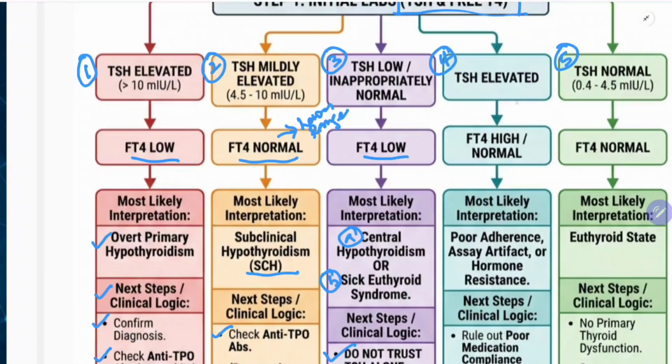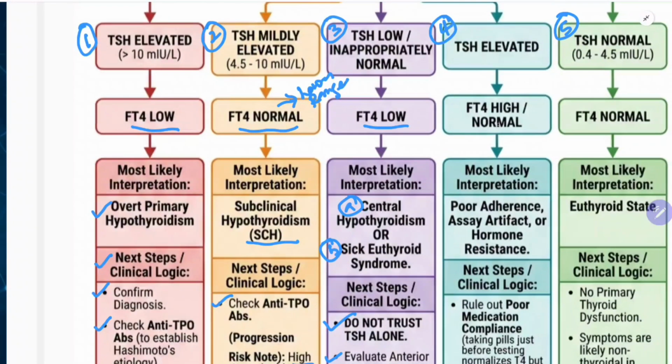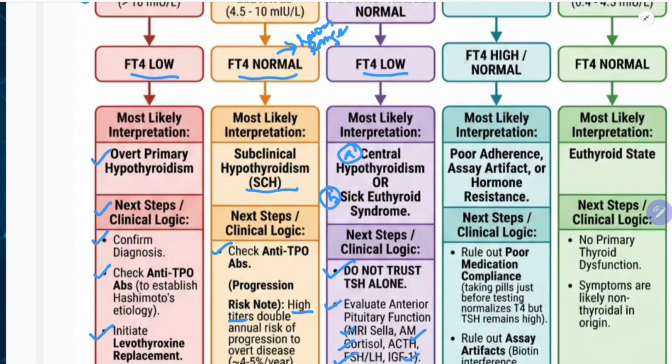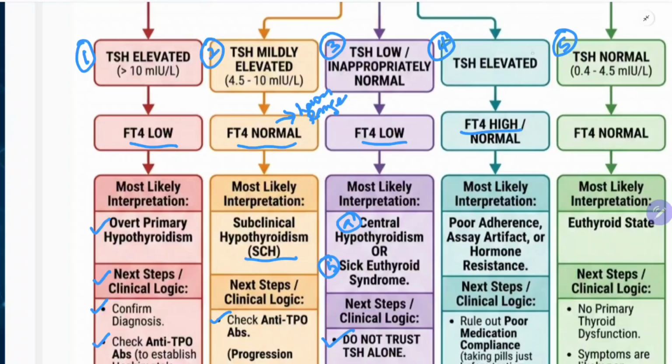The fourth one is TSH is elevated and FT4 is high or normal. In that case, what you should think is, remember TSH takes time to come to normal. When you treat also, it takes time, 4 to 6 weeks, to come to the normal range.